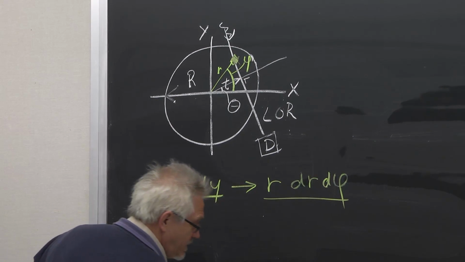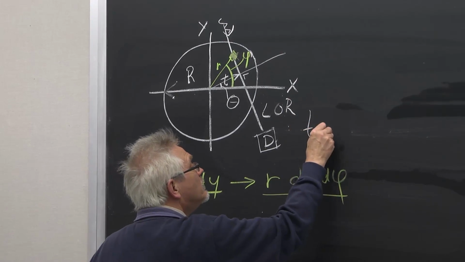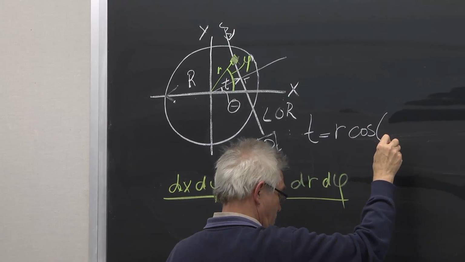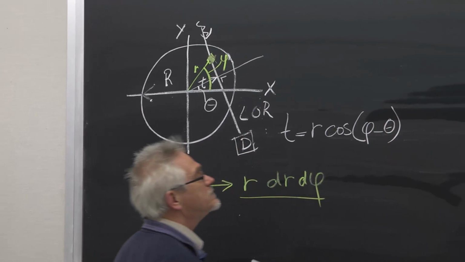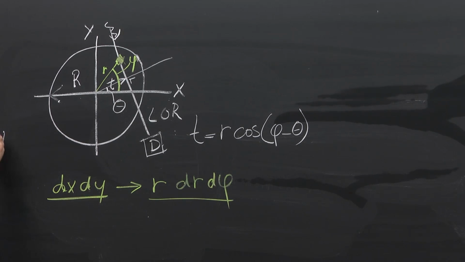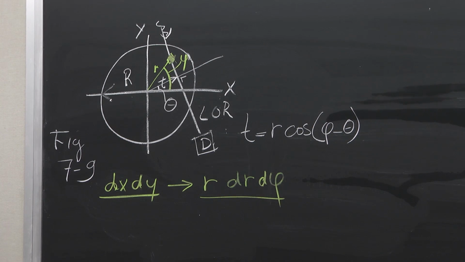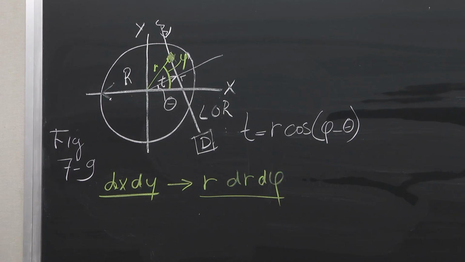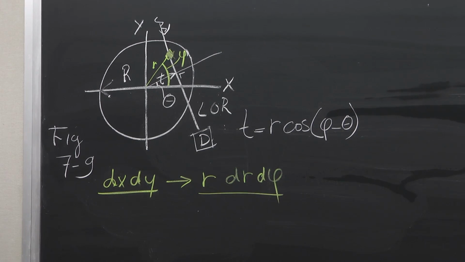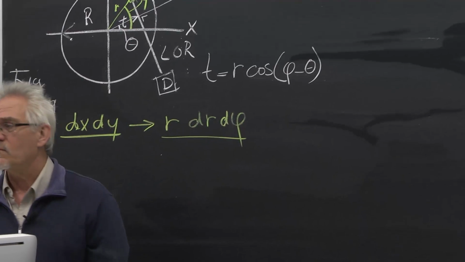And you can see here, and that's something we're going to use a couple of times, that t is basically r times the cosine of the difference between the two angles phi and theta. And this, by the way, is figure 7.9 in your handout. So it's clear what we are doing.